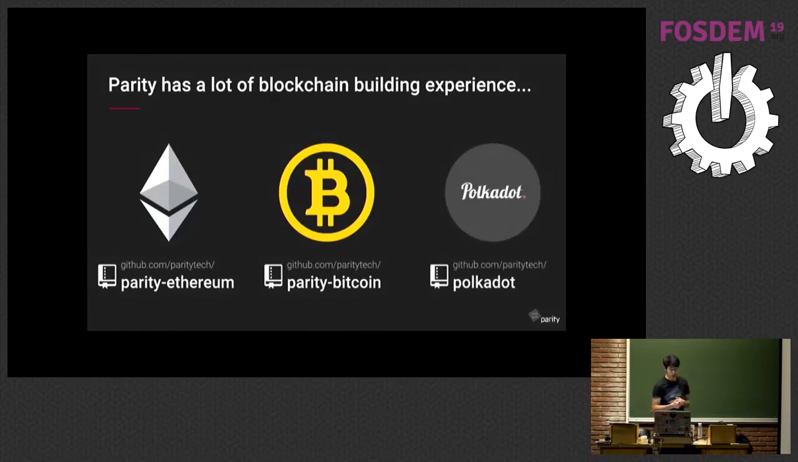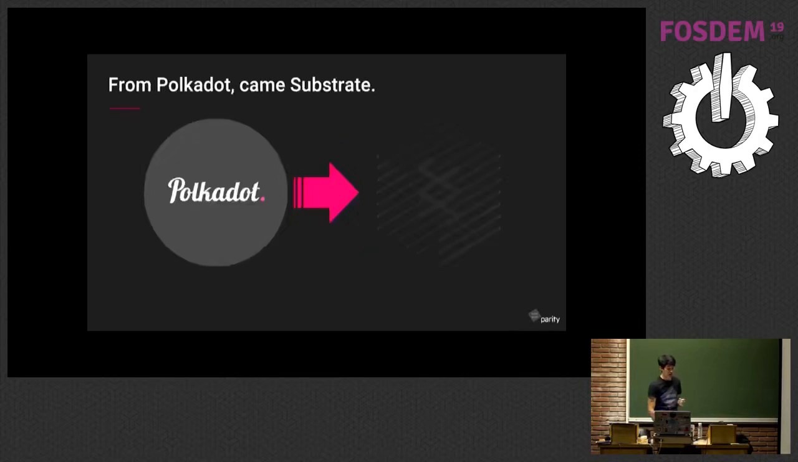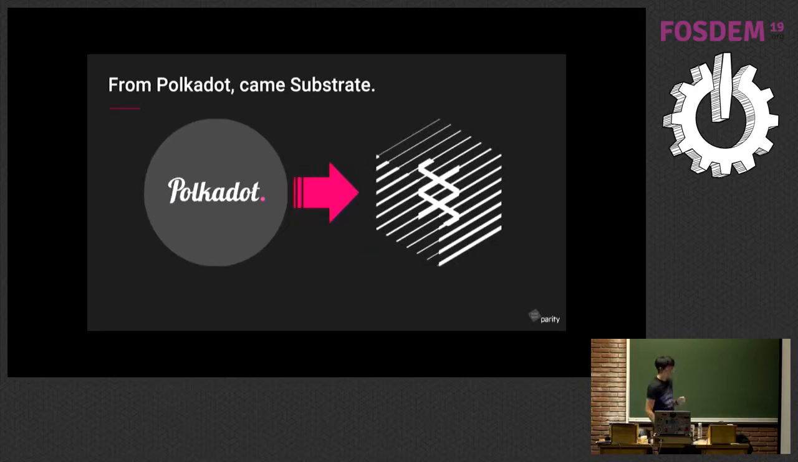Polkadot is a next-generation multi-chain protocol, at the center of which is a relay chain, which we're building the client for. And it was through the development of the Polkadot relay chain that we realized, hey, we've done this a lot. We've built all different pieces of blockchain, and really, what can we do to generalize and make our lives simpler the next time we build another blockchain? And really, from Polkadot came Substrate.